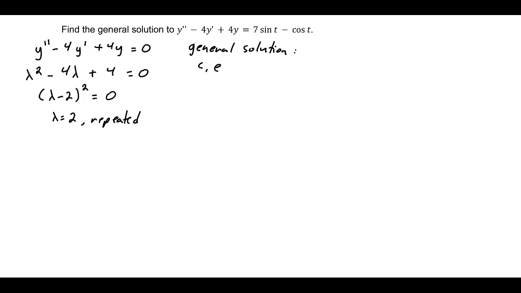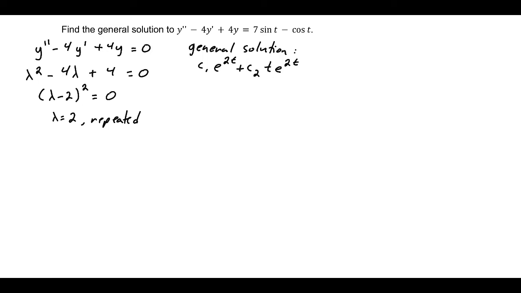c1 times e to the 2t, plus c2 times t times e to the 2t. We'll want to use this as part of our final answer.